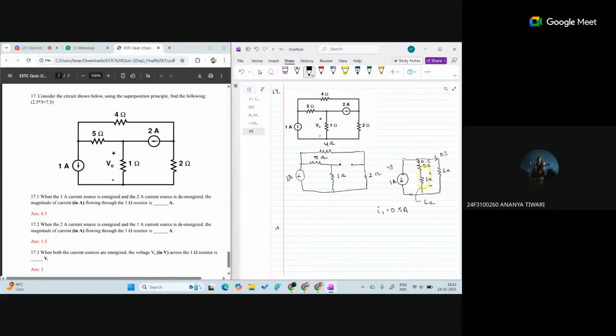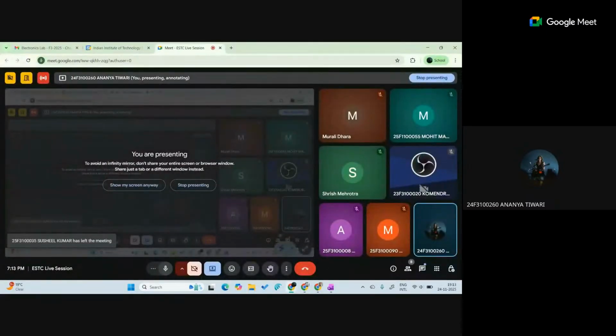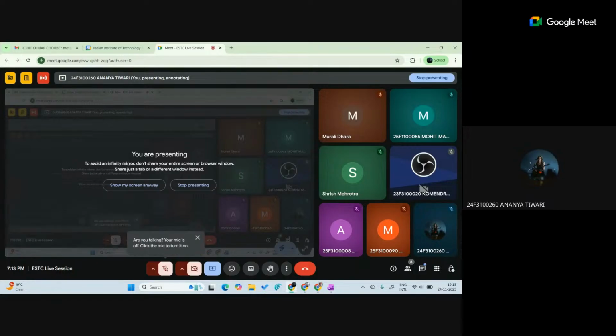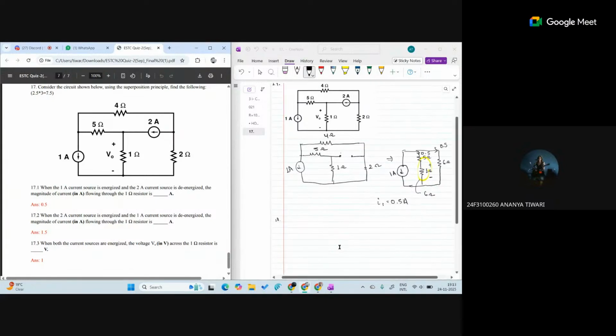Energizing 2 ampere. So I think I have to stop her. Okay. Hope she stays silent now, so we can study.